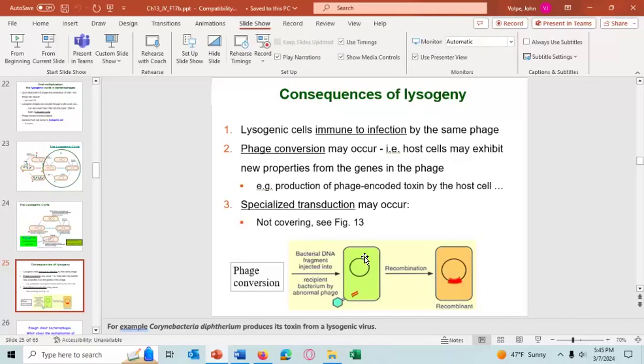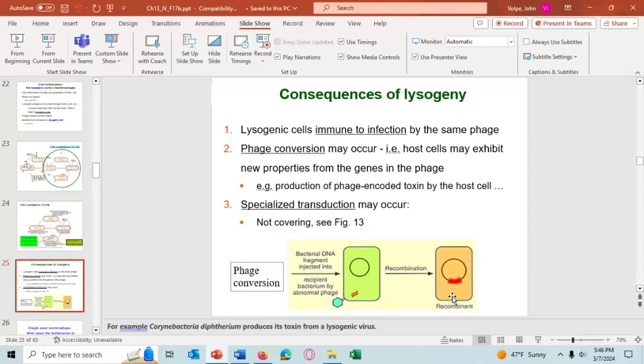And then the second consequence is that the bacteria cell can convert its phenotype, meaning change its phenotype. The reason is that this cell gets new genes, the viral genes, and that viral DNA incorporates into the host cell's chromosome. When those viral genes are expressed, this cell can change its phenotype. And that's called phage conversion, where the host cell gains new properties once it is infected by a lysogenic virus.